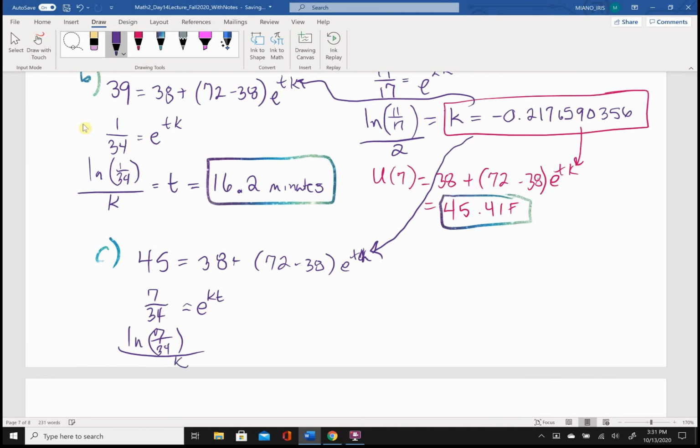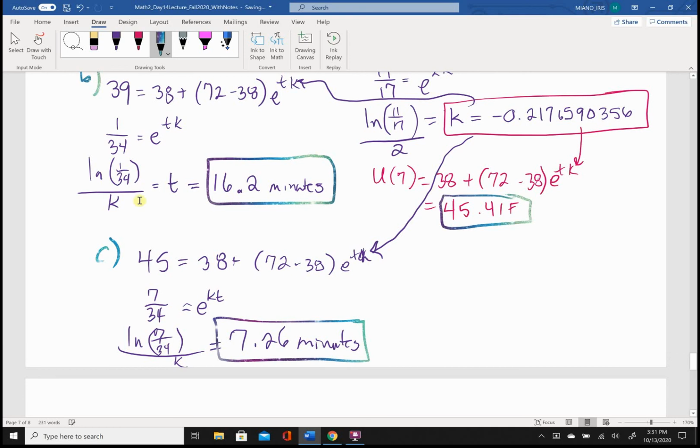Wow, ran out of room. So then that gives us a value of about 7.26 minutes. Okay, and that's that. Just careful typing into the calculator at that point, and you'll get the answer that you seek.